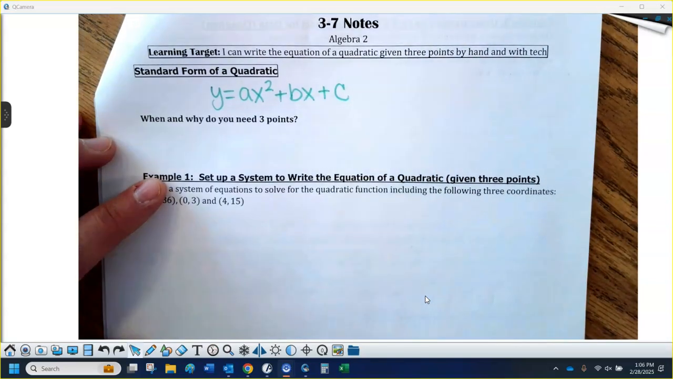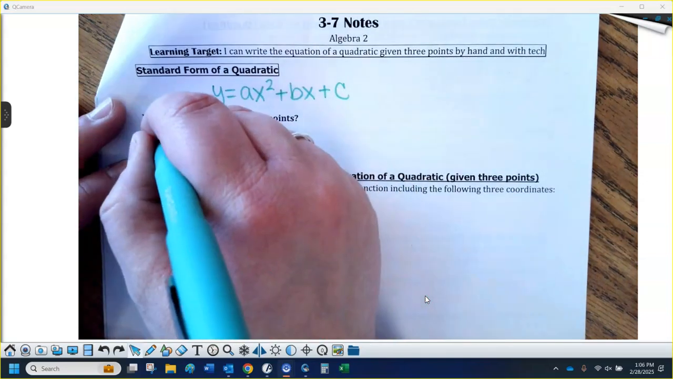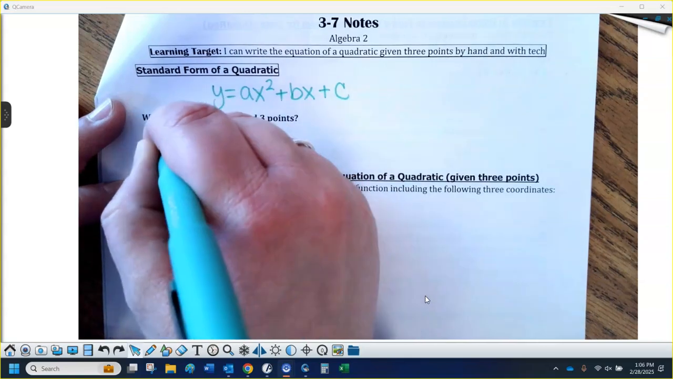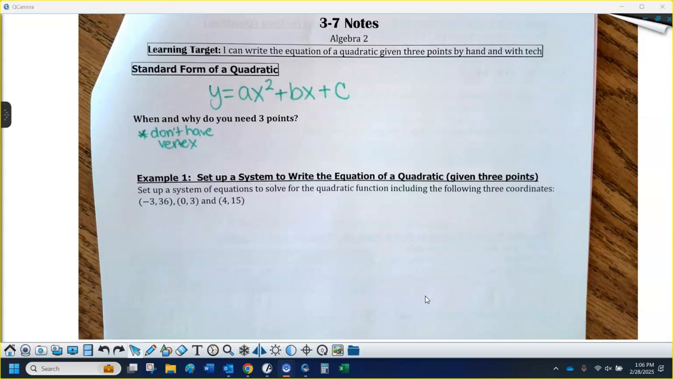I gave you the vertex and we grabbed a point maybe off the graph, or I gave you the point, and then we could write the equation in vertex form. But if you don't have the vertex, this is when we're going to need this. So if I don't have the vertex, you're going to need at least 3 points. We need 3 points. You use this when you don't have the vertex.